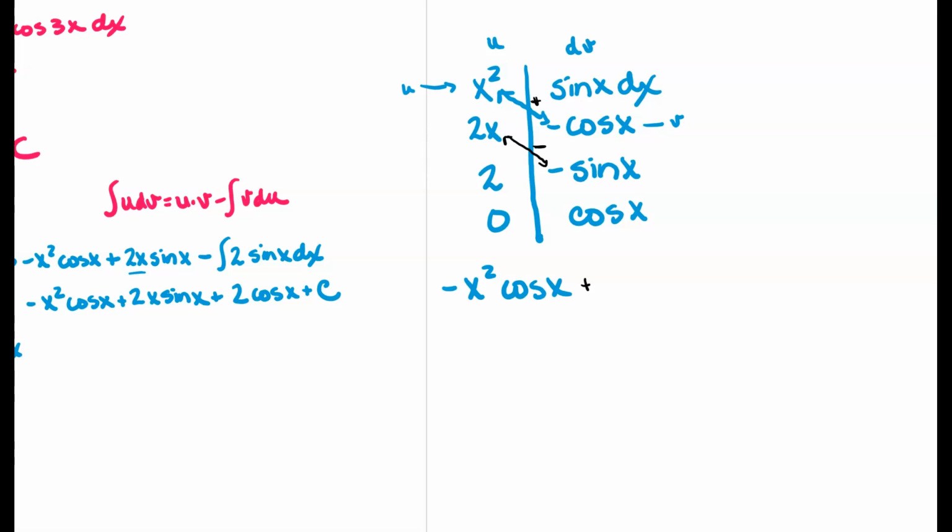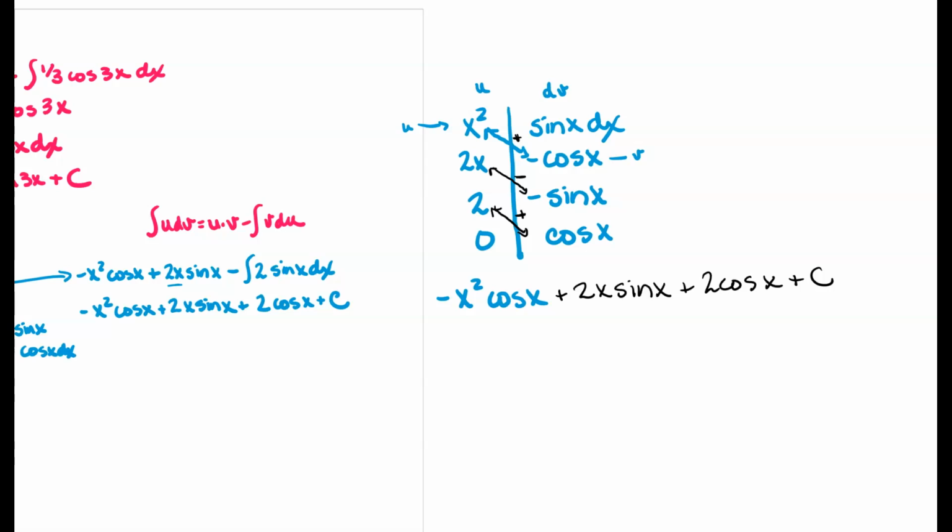So I get positive 2x sine of x. And then in that second v du, you really are getting a minus a negative. And so that's why this diagonal product doesn't change signs. So if you had more rows here, you would just alternate the signs of the product. So then my last term is plus 2 cosine of x. And then plus c.